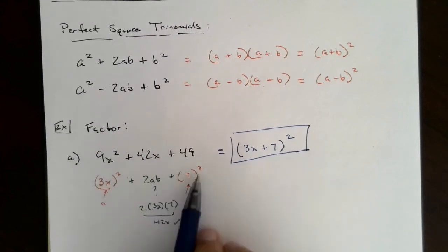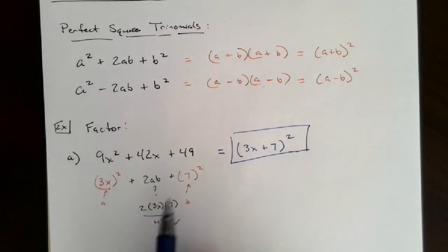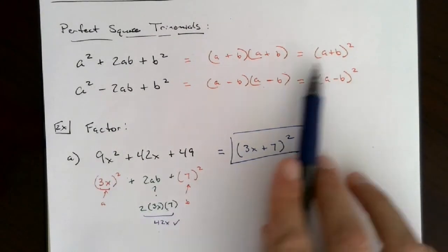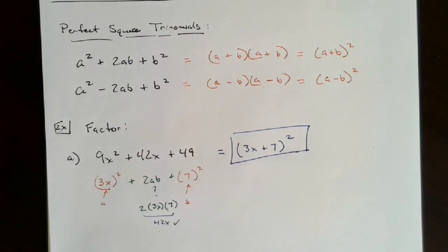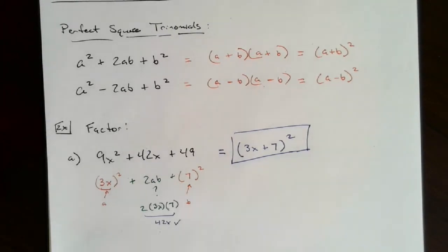But because the first and last terms are perfect squares, this gives us the potential to fall into one of these cases. If this didn't come out to 2ab in the middle, let's say you multiply these together and you got a different value and it wasn't matching up to 42x, then you couldn't use this formula. You would actually have to use a different formula. Let's take a look at another one.